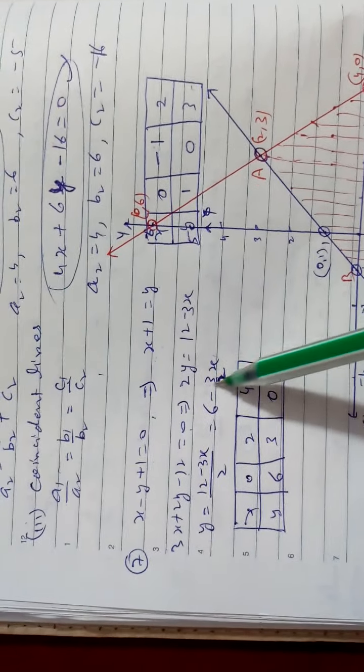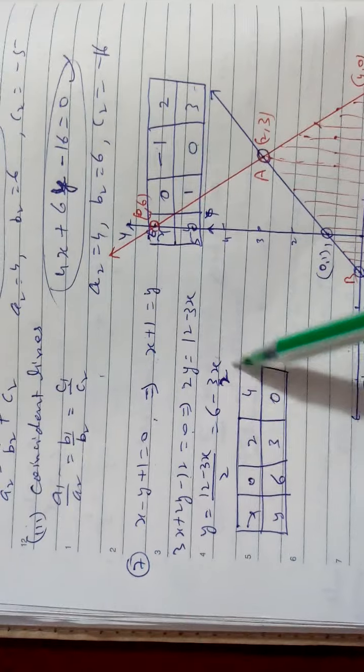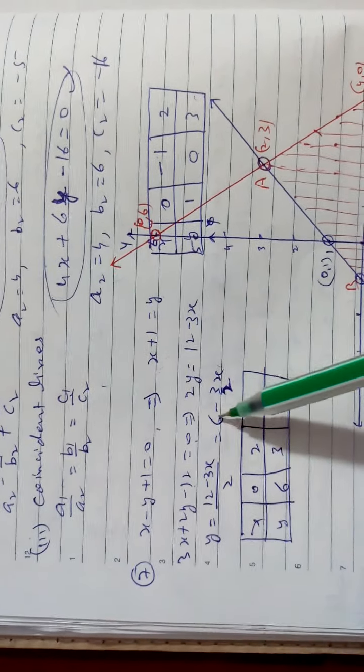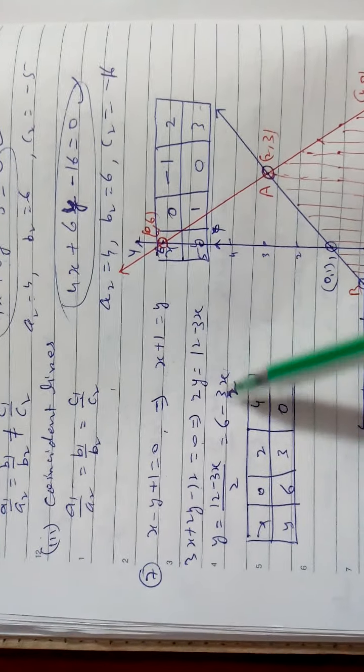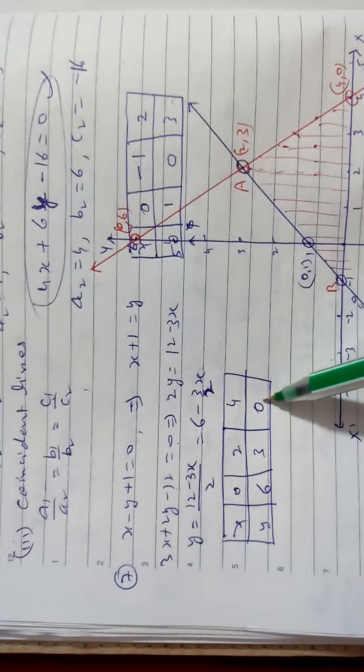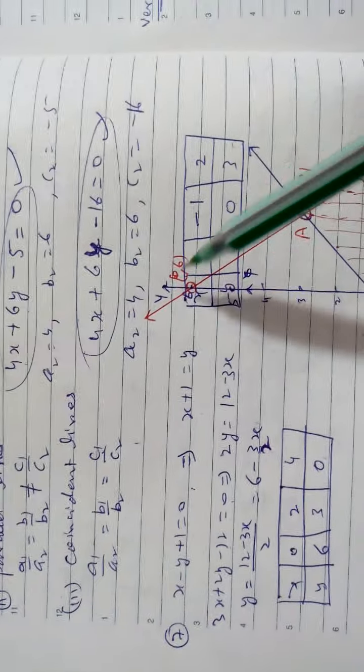Now for multiples of this, you write 0, it will be 6. 2 and 2 cancel. You are getting 3. And 4 you write, 2 to the 4, 3 to the 6. 6 minus 6, 0. So first I have drawn this line.